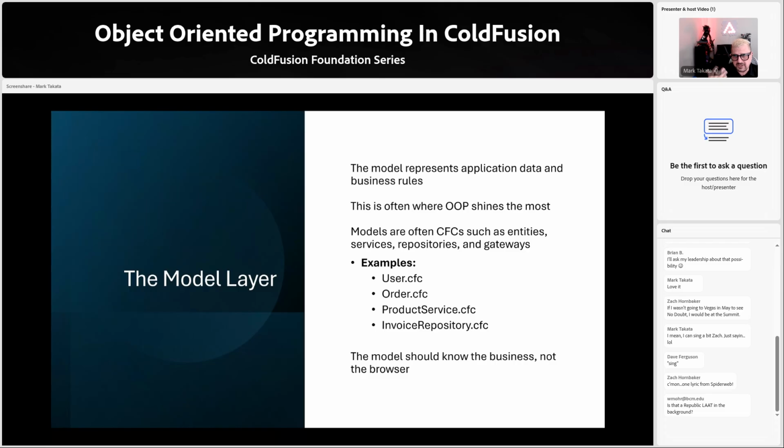So what are all the layers in MVC? Okay, model. Like I mentioned, it's the data and the business rules inside of your app. And this is the place where the objects want to live, right? Because often when you're abstracting into objects, it's because they're doing things, and the model layer does a lot of things. So models are often CFCs, and you'll see that in my code. They're entities, services, repositories, gateways to things, right? So like user, order, product service, things like that.